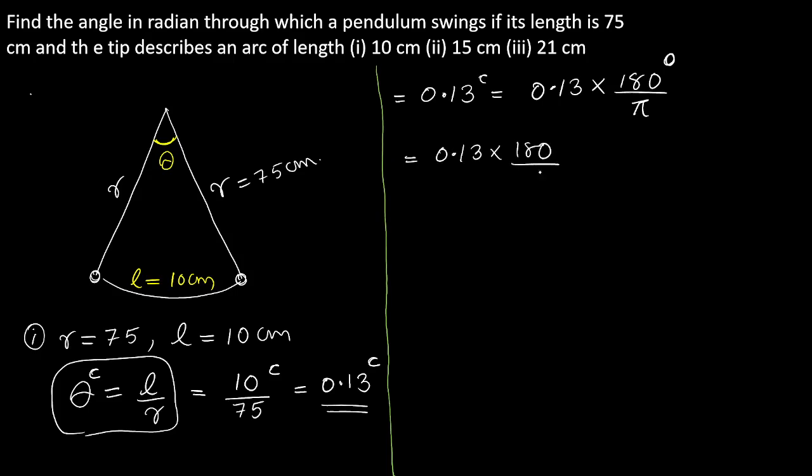The pi is approximately 3.14. You may take it approximately as 3.1, no problem. Let me do the calculation. If they ask for the conversion, some terms will be cancelled. 0.13 into 180 divided by 3.14 is approximately 7.4 degree. So this pendulum is swinging at an angle of 7.4 degree, in radian measure 0.13 radian.